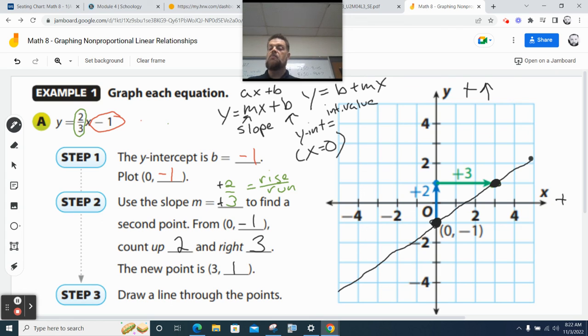And then also put little arrows here and little arrows here to let people know that that line goes on forever. Are there any questions?